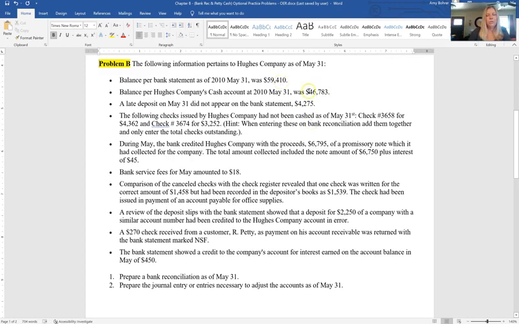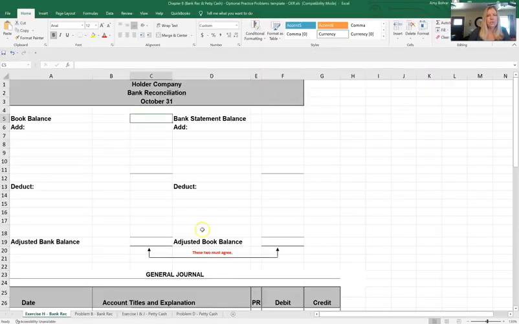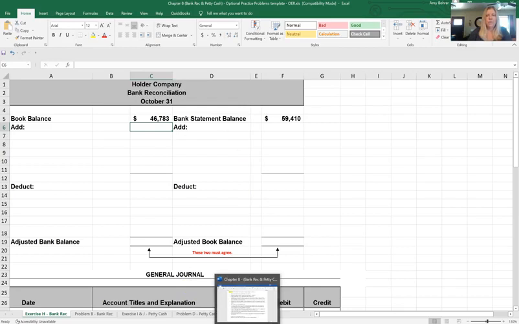So the first thing you're going to do is put these on your bank reconciliation. And so the bank balance was $59,410, and the book balance is $46,783. Now on our problem here, the book side of the reconciliation is on the left-hand side, and the bank side of the reconciliation is on the right-hand side, but it doesn't matter. It's not like debits and credits where the debits are always on the left and the credits are always on the right. So when you're doing a bank reconciliation, make sure that you're putting the bank side on the right side and the book side on the correct side. So that's the first thing you do, is fill in what the bank said the balance was and what our books say the balance was, so that we can then reconcile.